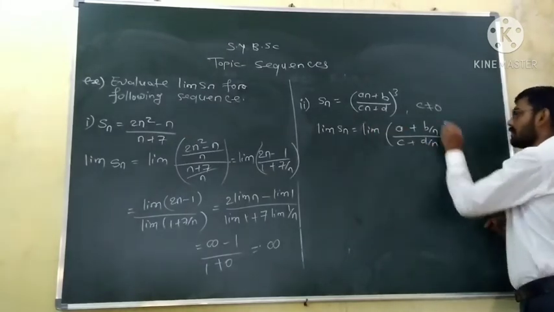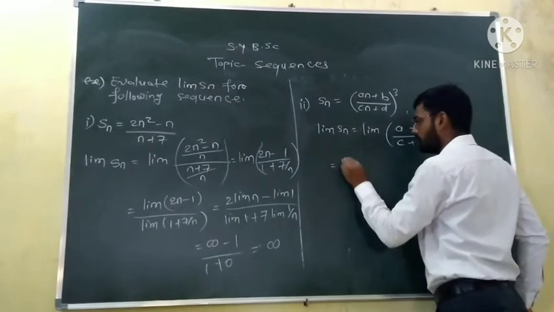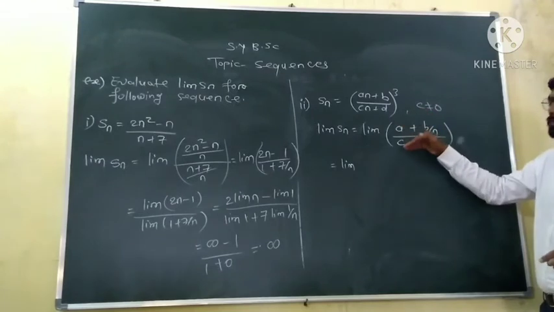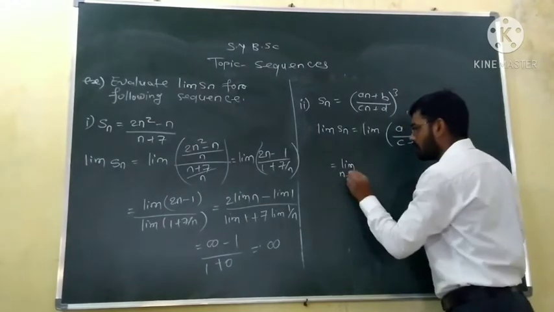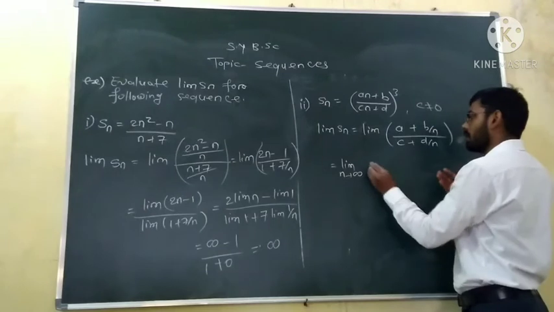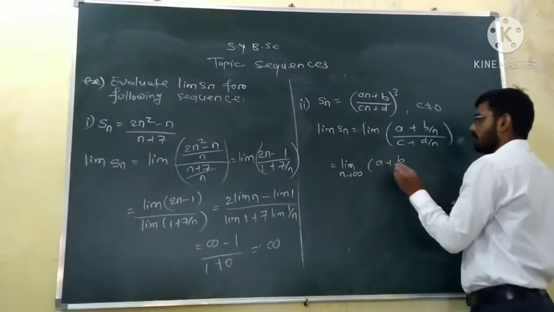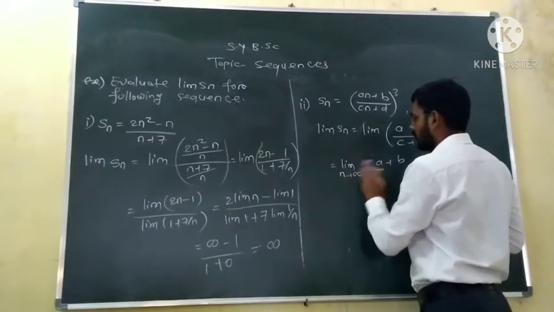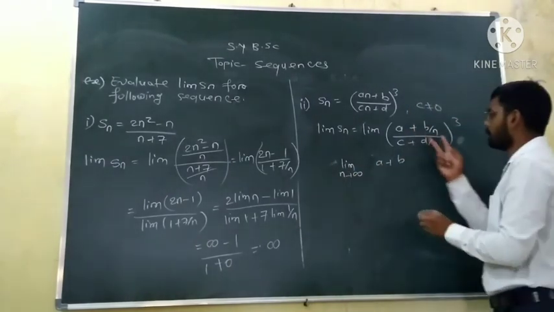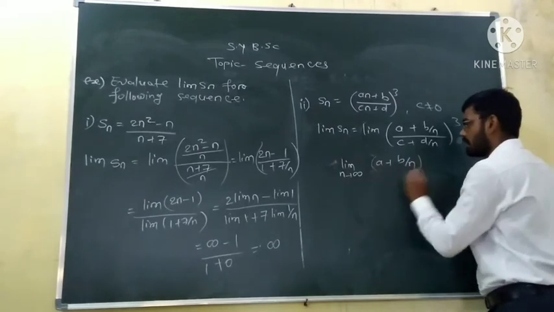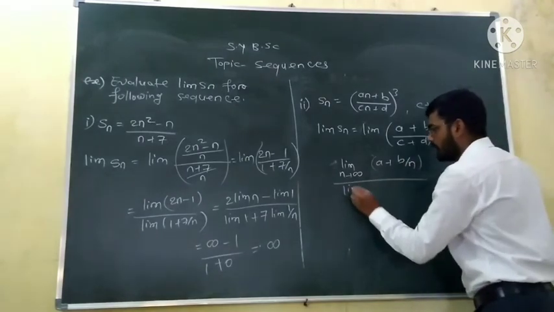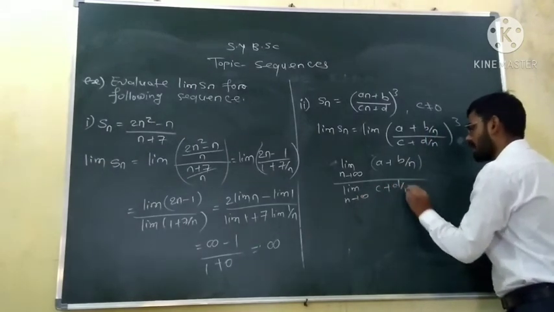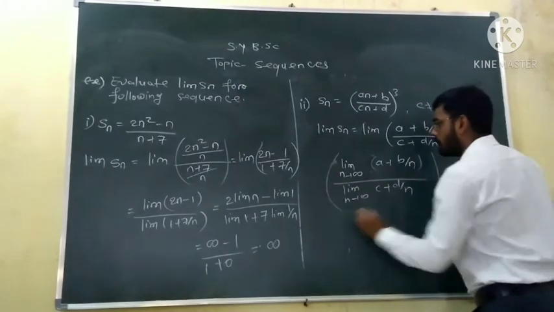Again, the limit of xn upon yn is equal to the limit of xn upon the limit of yn. So we can write this as the limit as n tends to infinity of a plus b by n, upon the limit as n tends to infinity of c plus d by n, and the cube of this whole thing.